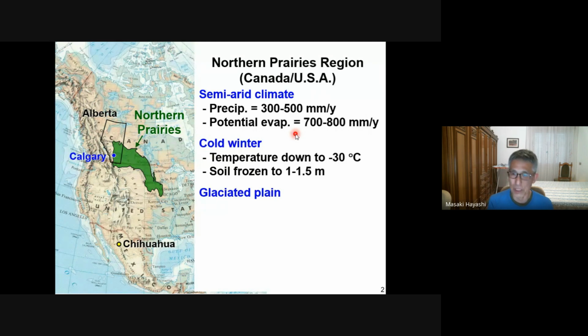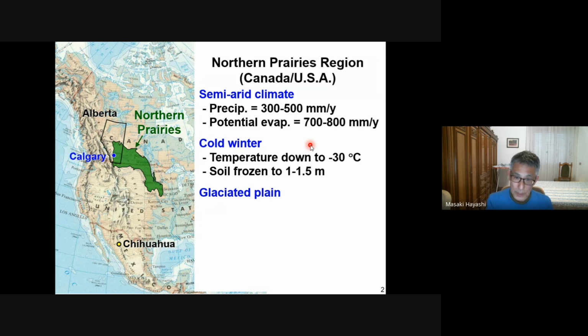So your climate is much drier and much warmer too, because in the northern prairies, in the winter, temperature can drop down to minus 30 degrees. It's very cold as a result, and soil freezes down to about 1 to 1.5 meters. So you have this frozen soil that generates very interesting hydrological processes.